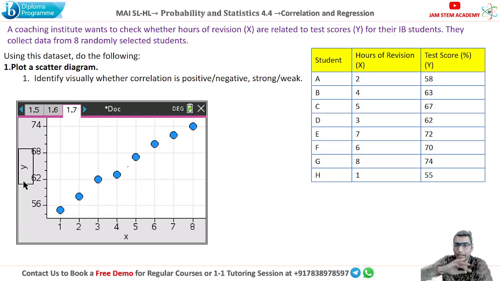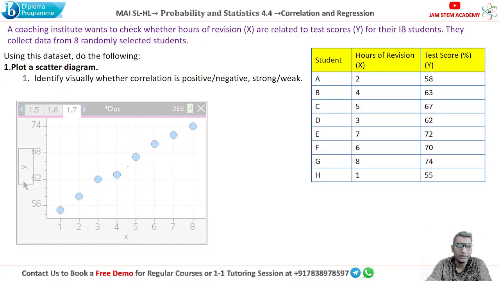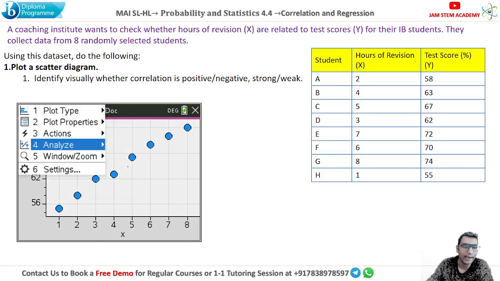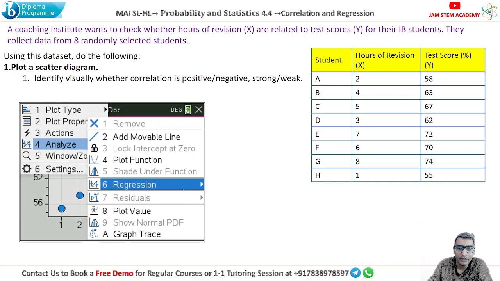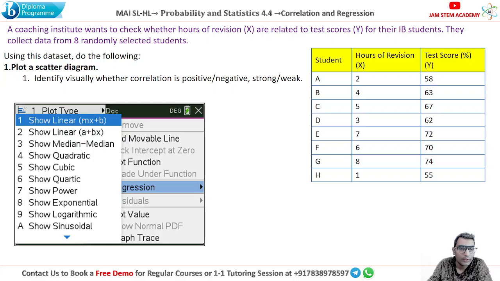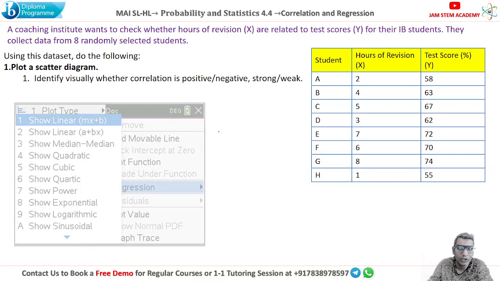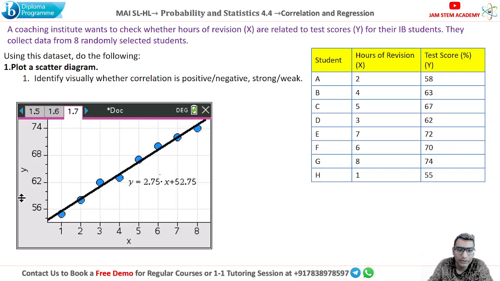You can also draw the line using the GDC. For that, go to menu, select analyze, and then go to regression and select mx plus b. It's your choice whether you select mx plus b or a plus bx. That's the same thing. It will not give you a different answer. It's only the form, mx plus b or a plus bx. Okay, so with mx plus b, when you hit enter, automatically it will draw a line and give you the equation of linear regression. So this is my equation of linear regression that we have already seen.